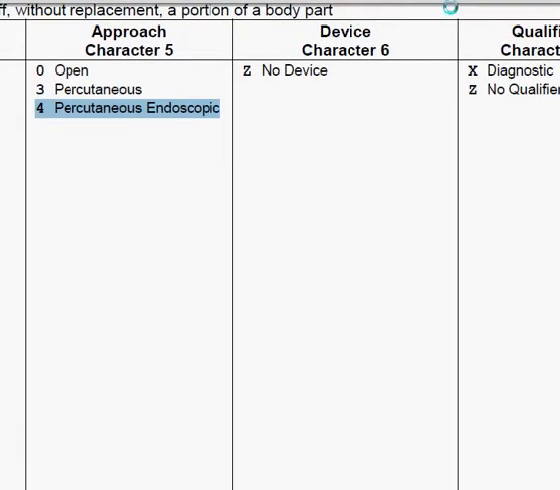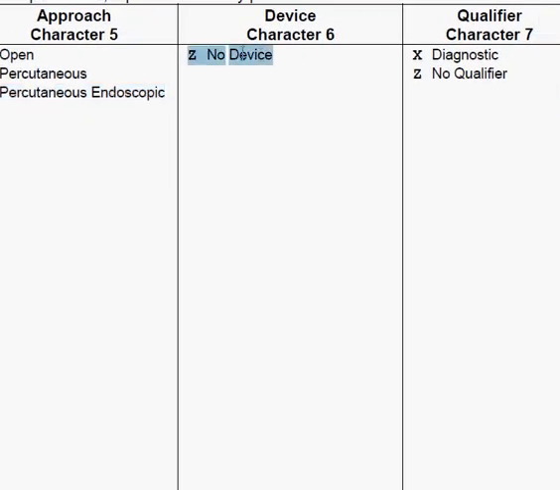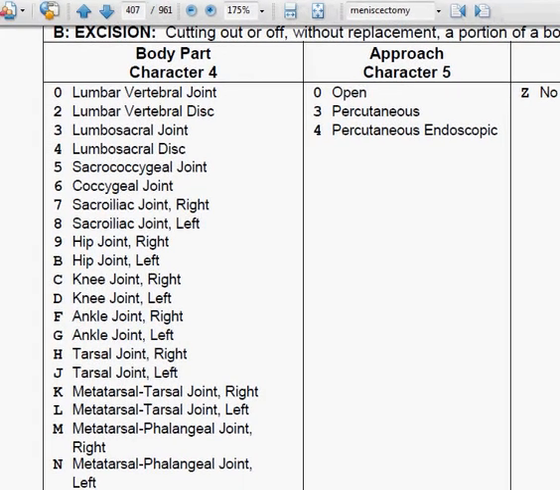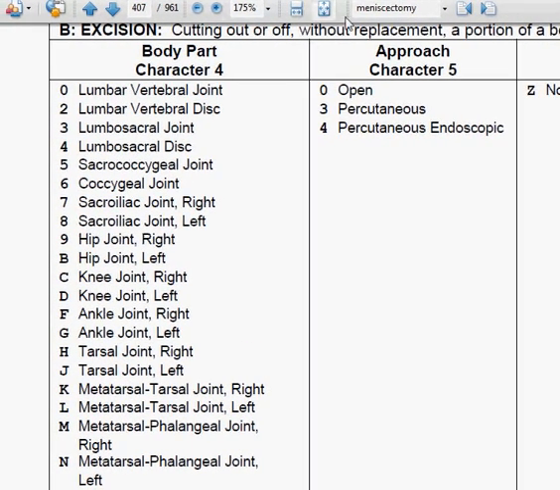In terms of device, we only have one choice, Z. And in terms of qualifier, we cannot choose X because the procedure was therapeutic in nature, so the only choice we have left is Z. So after you put all the characters together, the procedure code for this case is 0SBD4ZZ.